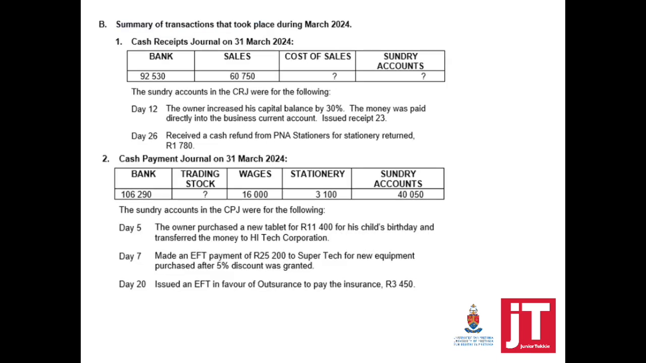So information B, you are given a cash receipts journal, a summary of the cash receipts journal, and then they specifically say to you, sundry accounts in the cash receipts journal were for the following. The same applies with the cash payment journal. The reason why this is so important, a reminder, when you're posting from a money column, it is always on the last day of the month. But when you're posting from sundry accounts, it is on the day the transaction took place. So this is very important to understand.